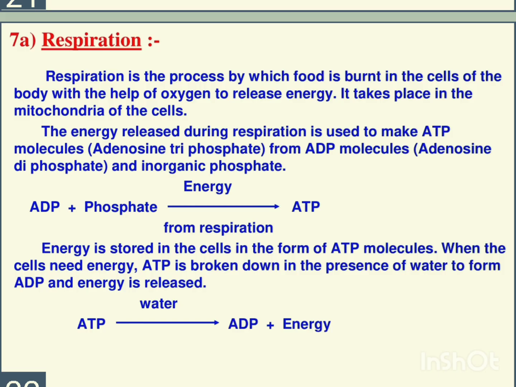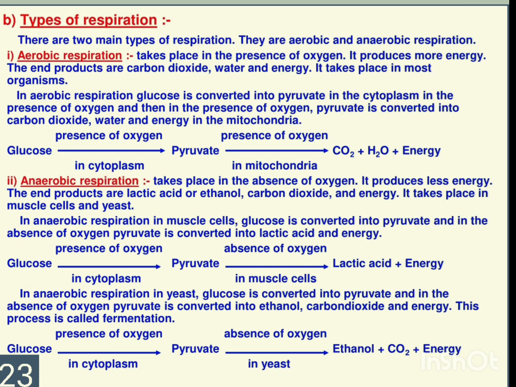Next we have types of respiration. We have mainly two types of respiration: one is aerobic and the other is anaerobic respiration. What is aerobic respiration? It takes place in the presence of oxygen. It produces more energy. The end products are carbon dioxide, water and energy. It takes place in most organisms.